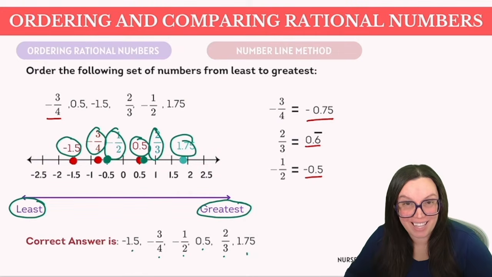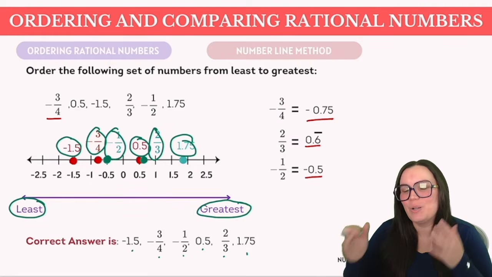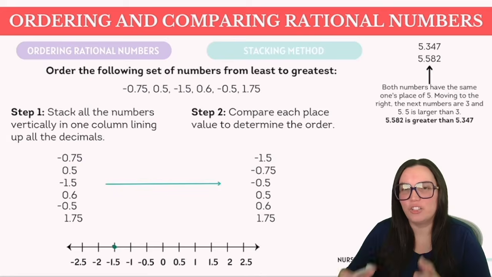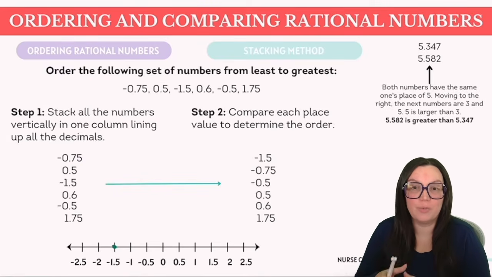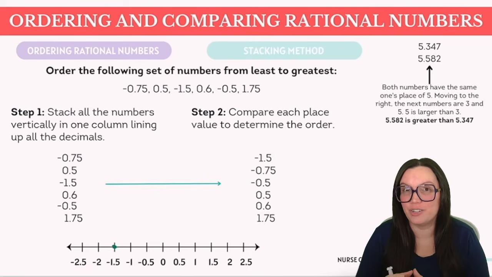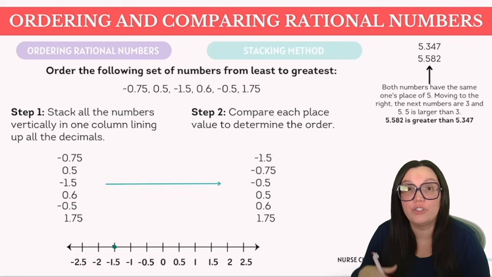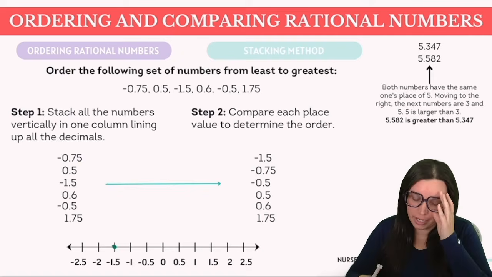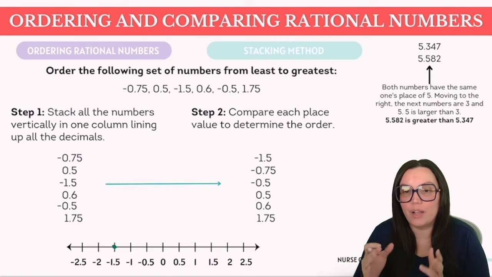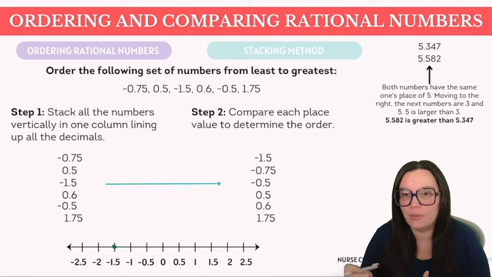That is the correct answer for least to greatest with this numerical data set. So we just learned about the number line method when it comes to ordering and comparing rational numbers, but there's a lot of people that also use the stacking method, so I did want to address it in this video. So the question is asking, order the following set of numbers from least to greatest.